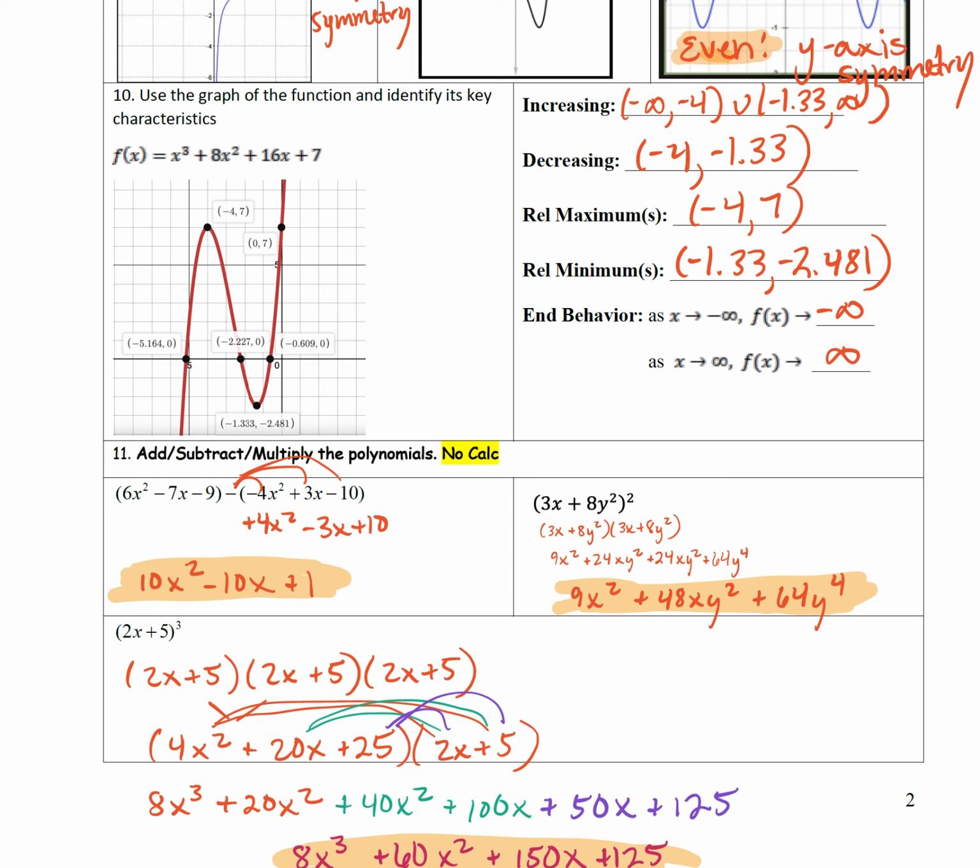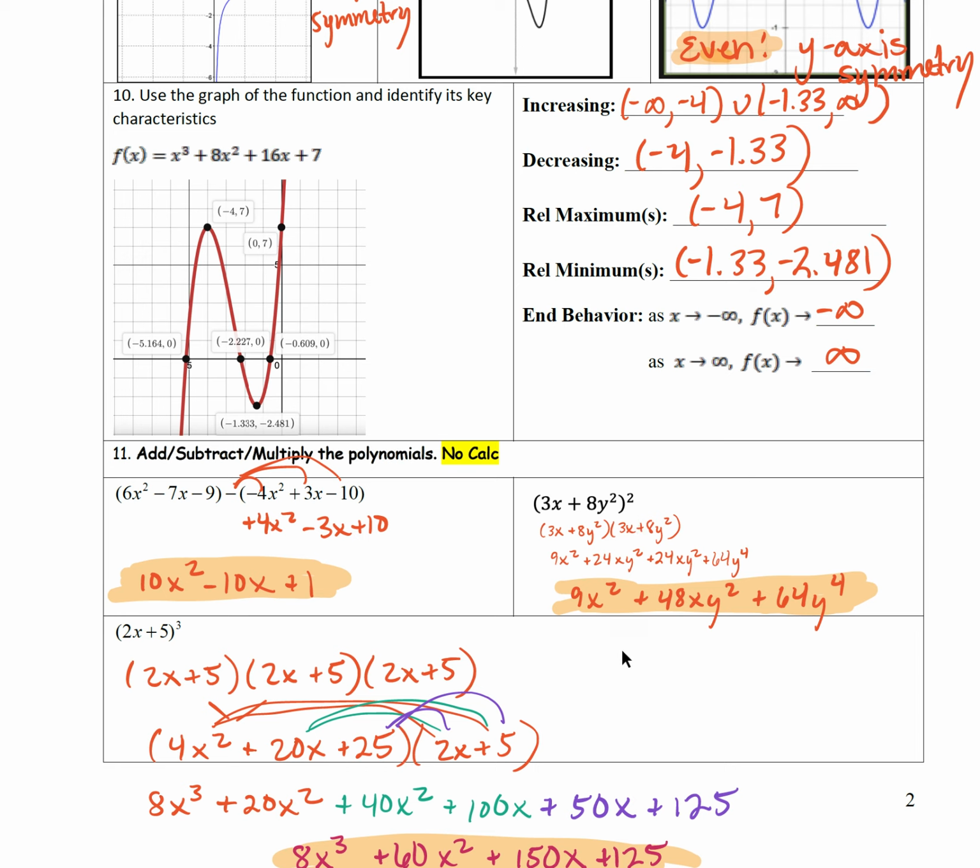All right, and then lastly we just got some polynomial operations. It looks like this first one is adding and subtracting polynomials, distributing, distribute that negative sign, and then combine like terms. Over here, if we have something squared, go ahead and write it out as it times itself, and then distribute and combine like terms.